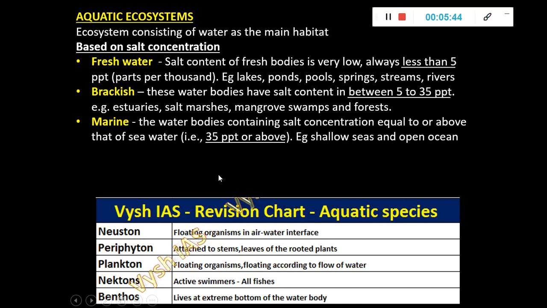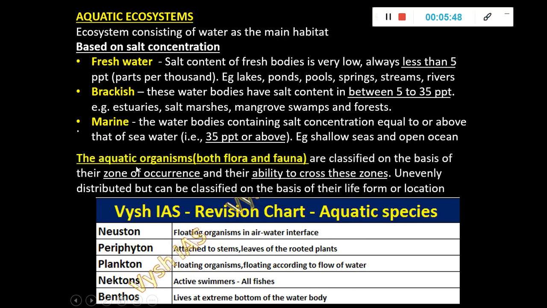Now we'll see different types of organisms which live in this kind of aquatic system. The theory is this: both flora and fauna, that is plants and animals, are classified on the basis of their zone of occurrence and their ability to cross these zones. They are unevenly distributed, but can be classified on the basis of their life form or location. Basically these are 5 types. This is Vysh's revision chart: Neuston, Periphyton, Plankton, Nekton and Benthos. Next slide I'll teach you in detail, but this is the one-liner if you want to memorize.